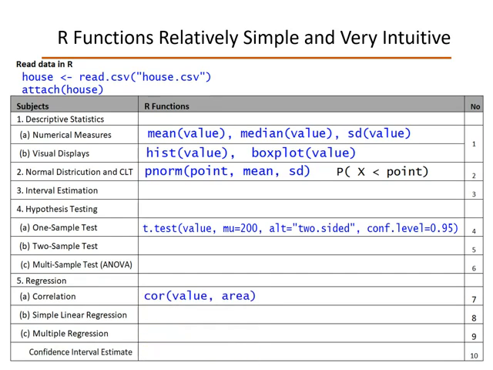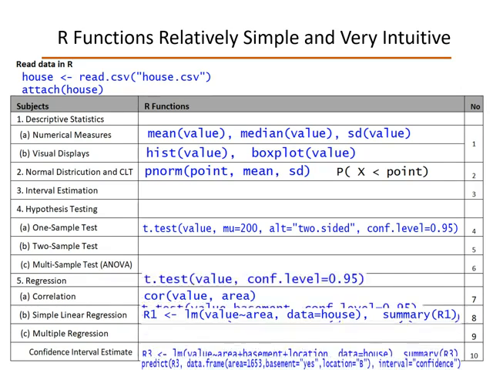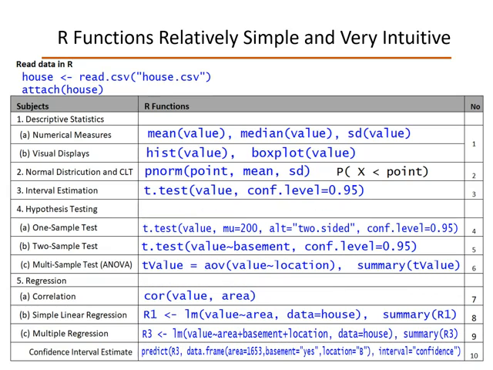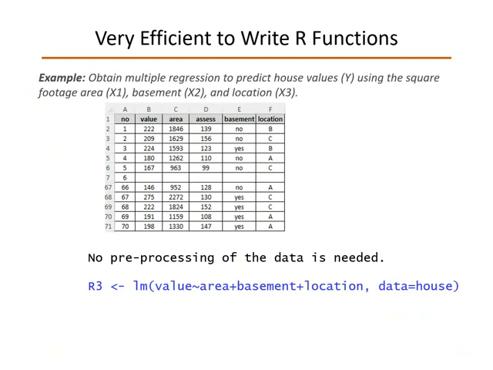For correlation, the cor correlation function is used. For a simple linear regression, the lm linear model function is used. The functions for other subjects are similarly intuitive. Detailed information on the use of these functions is provided in the poster PowerPoint slides. It is very efficient to write R functions.